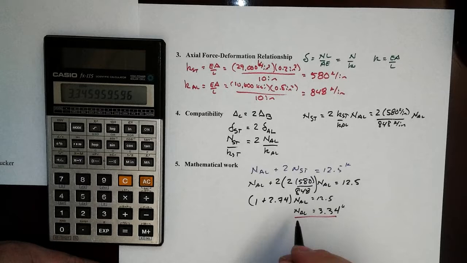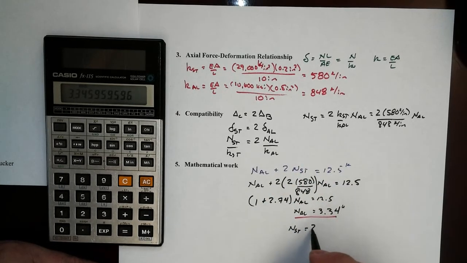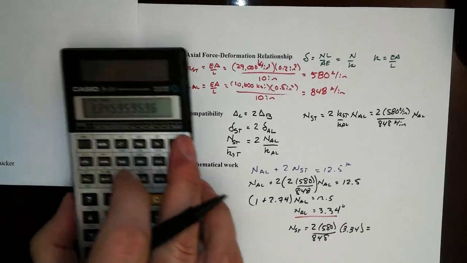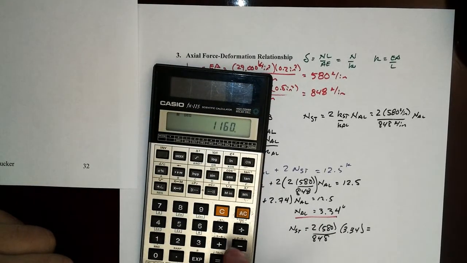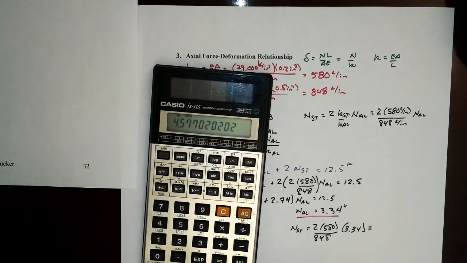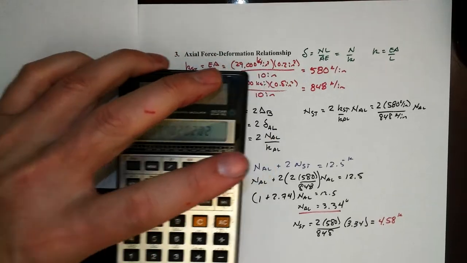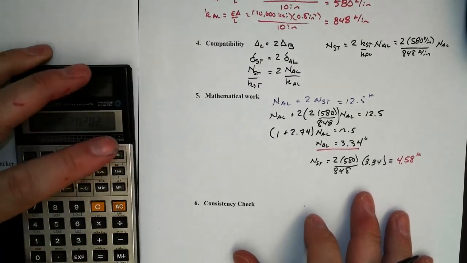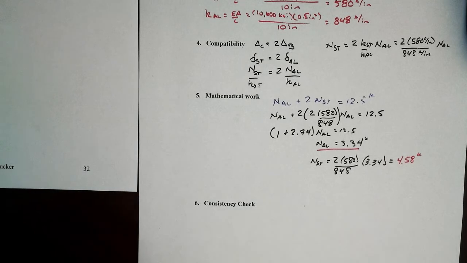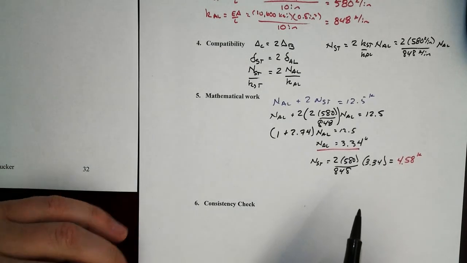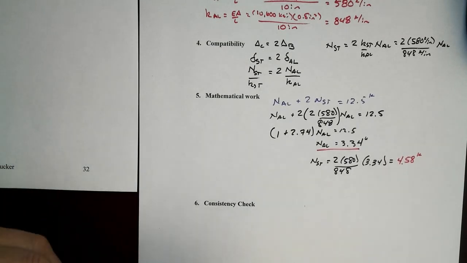And then of course we go back from the relationship that we have up here, that the force in the steel then is 2 times 580 over the 848 times the 3.34. And we find out that the force in the steel is 4.58 kips. Alright, just keeping 3 digits around as typical of engineering work.